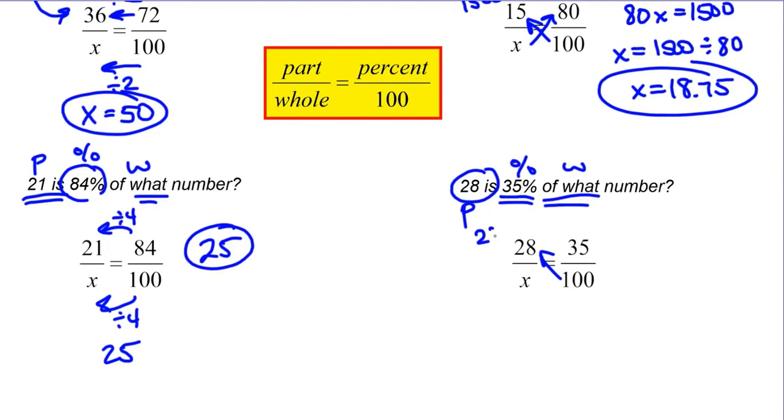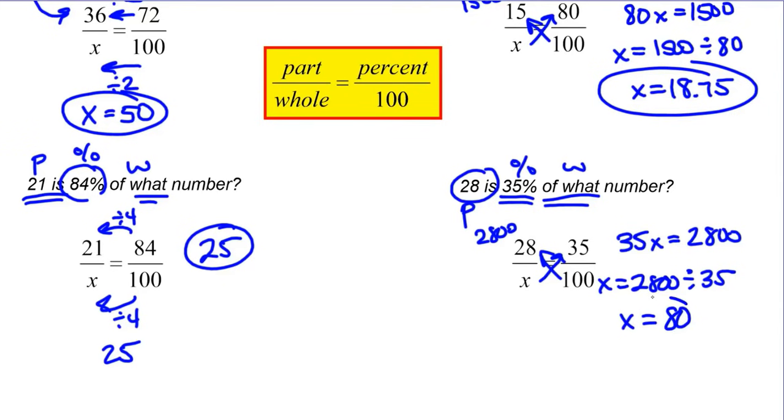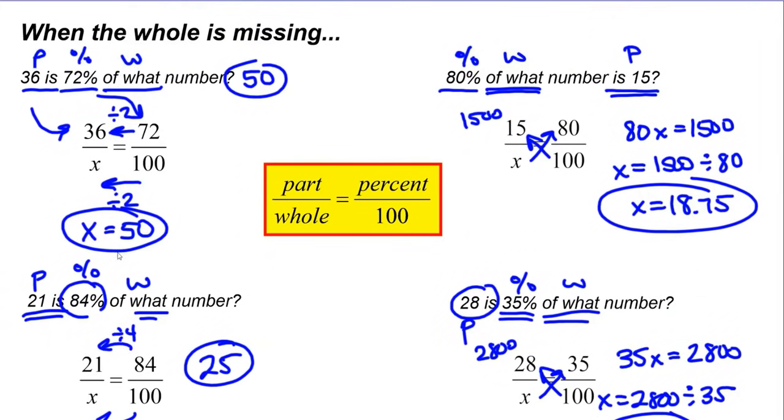100 times 28 is 2,800. So I know that 35 times x is 2,800. And to find out what x is, I'm going to take 2,800 divided by 35, and 2,800 divided by 35 is 80. So 28 is 35% of 80. And these are all examples of problems where the whole is missing.